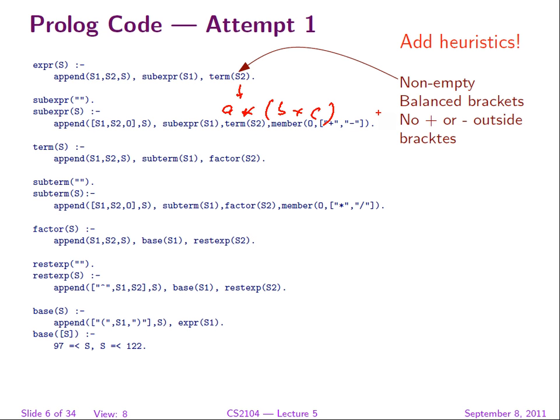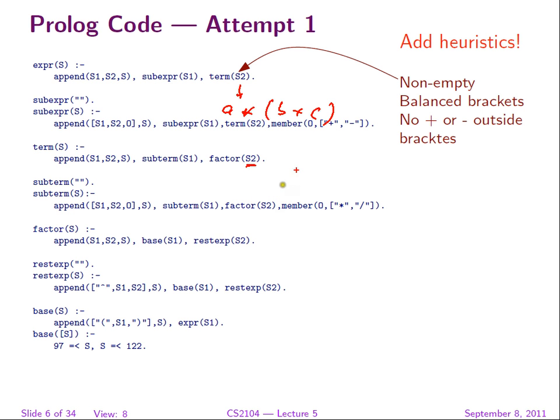So looking at the grammar, we notice these simple facts that we want to implement now as heuristics, okay? So we're going to write another predicate that we're going to add to the body of every rule to constrain the argument of term, and a similar kind of constraint can be imposed for factor.